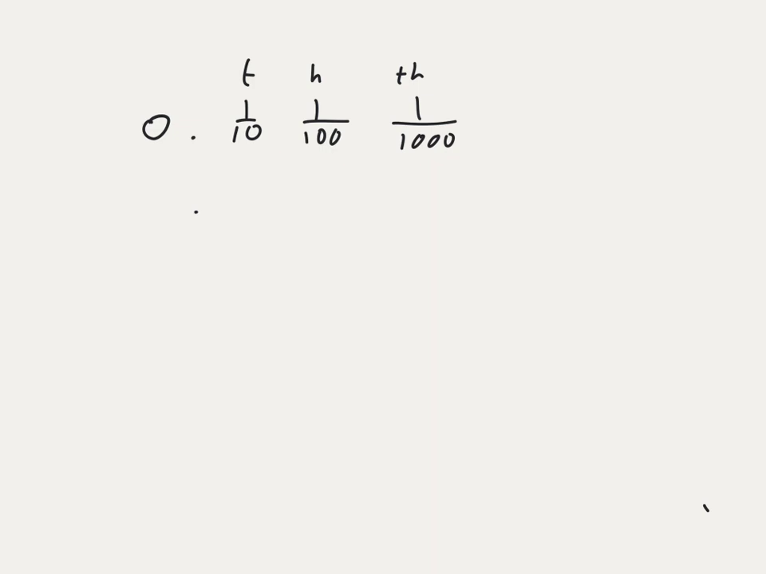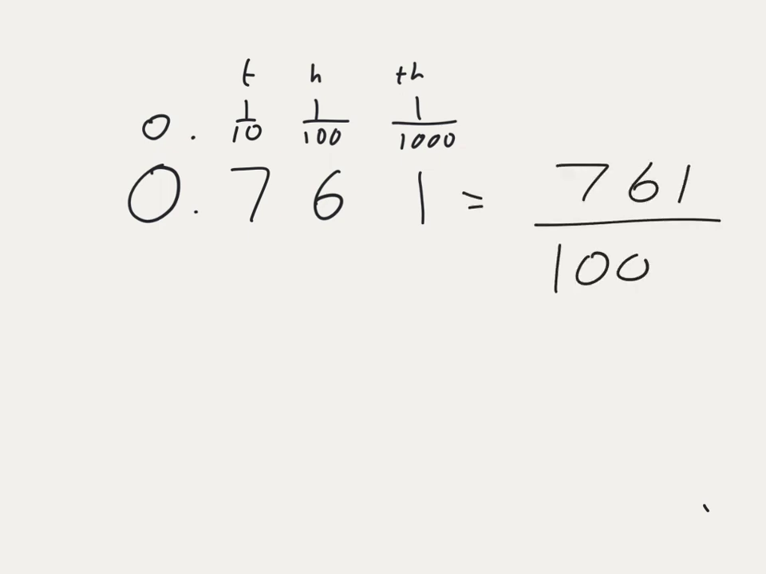So let's have a look at another number. So I have 0.761. Here I have 7 tenths, 6 hundredths, and 1 thousandth. Because the thousandths is the last column here that my number is in, I can say I have 761 thousandths.